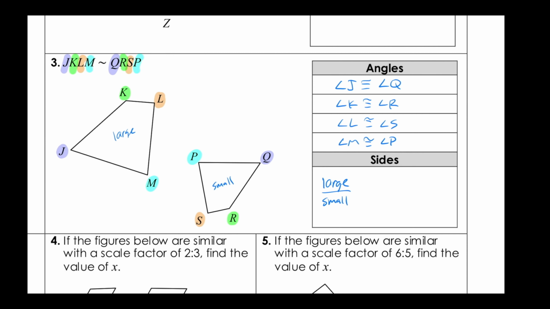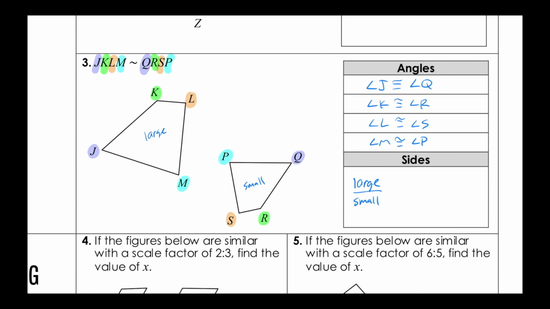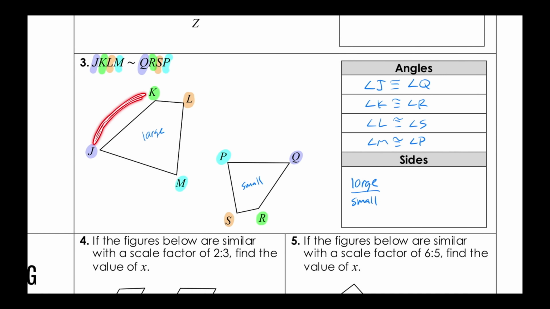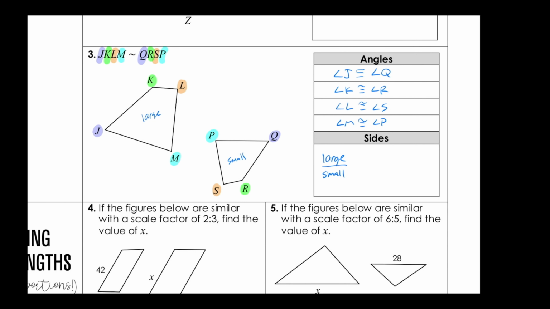So now let's do our ratios. So let's just go around from here. We'll go purple to green, then green to orange, then orange to blue, then blue to purple. We'll just go around in a circle. That's what I like to do. So purple to green, J to K, JK, purple to green, QR. That should equal green to orange, green to orange.